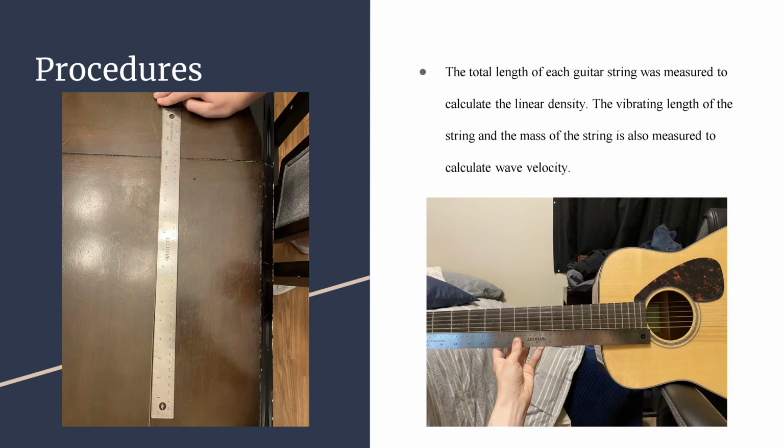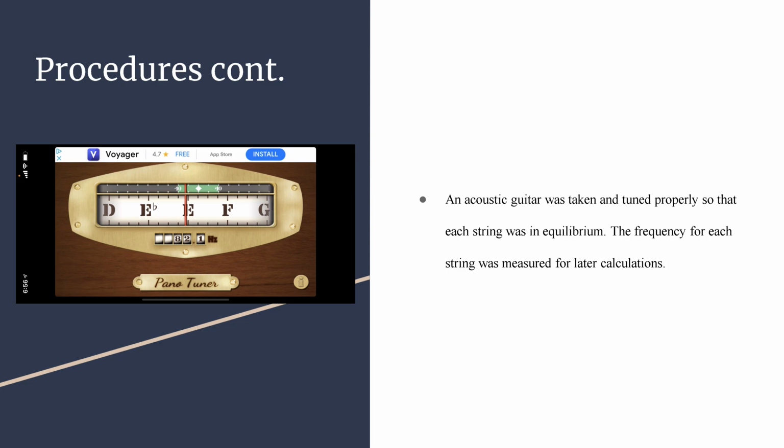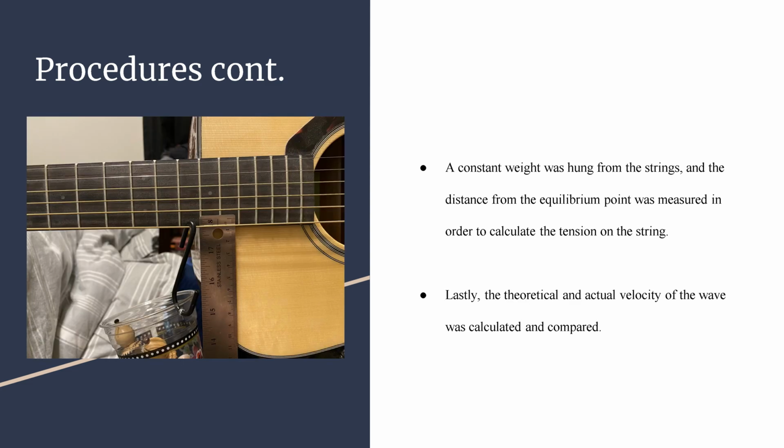First, the total length of each guitar string was measured to calculate the linear density. The vibrating length of the string and the mass of the string is also measured to calculate wave velocity. Next, an acoustic guitar was taken and tuned properly so that each string was in equilibrium. The frequency for each string was measured for later calculations. Then, a constant weight was hung from the strings and the distance from the equilibrium point was measured in order to calculate the tension on the string. And lastly, the theoretical and actual velocity of the wave was calculated and compared.